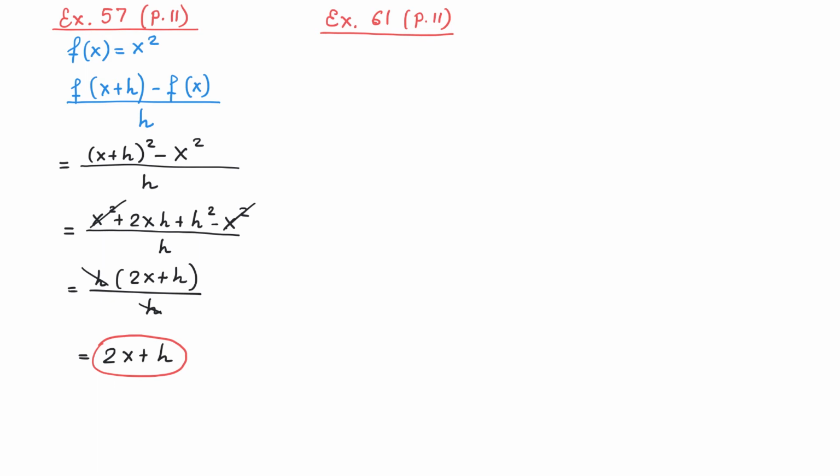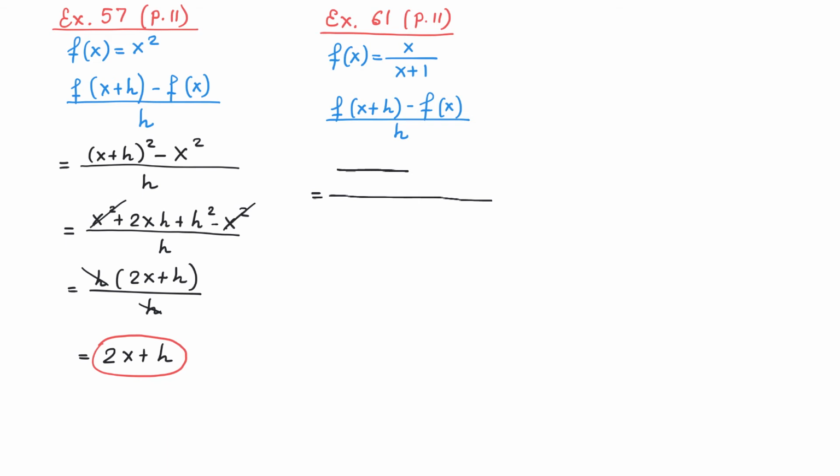Next, we will do exercise 61 on page 11. We are given the function f of x equals x over x plus 1, and we have to simplify this difference quotient. For this part, we will replace this x and this x with x plus h. So let's start a fraction. And in the numerator, we will start the fraction of the function f of x. In the numerator, we will have x plus h, and in the denominator, x plus h and plus 1.